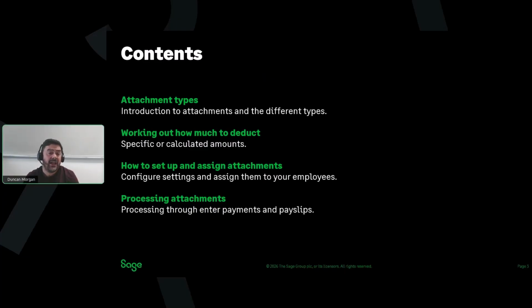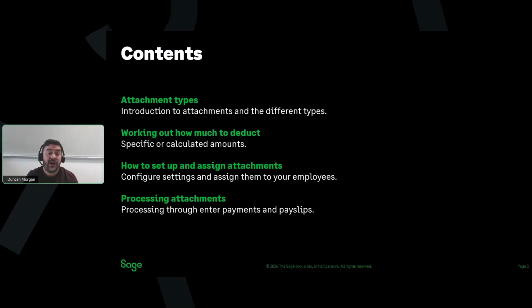We're then going to discuss working out how much to deduct for an attachment order. And this could be a specific value noted on the order, known as a normal deduction rate, or a calculated amount based on banded earnings and tables. And I'll show you that the tables are built in to Payroll, so it'll do that calculation for you.